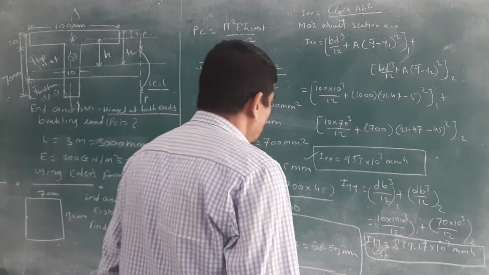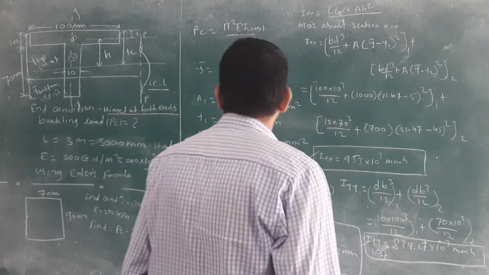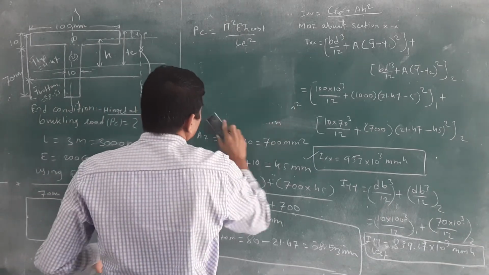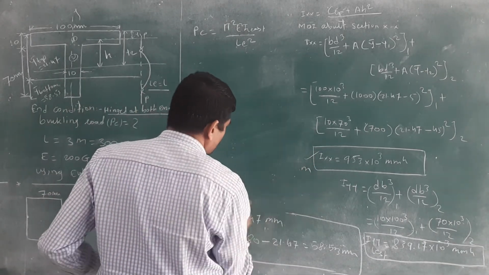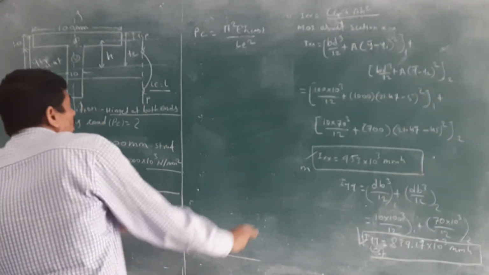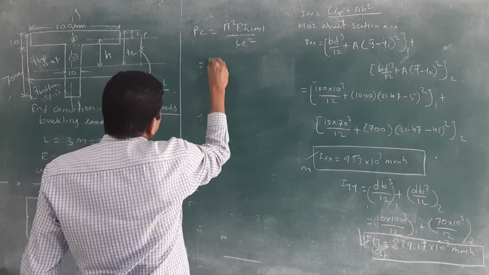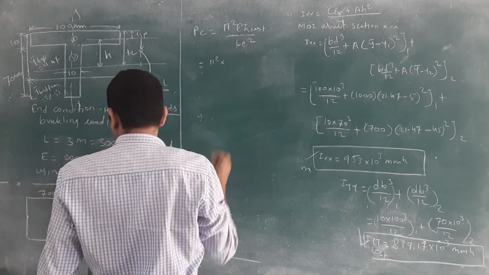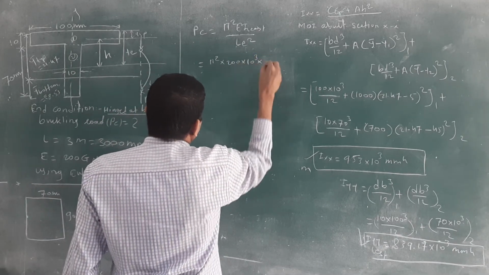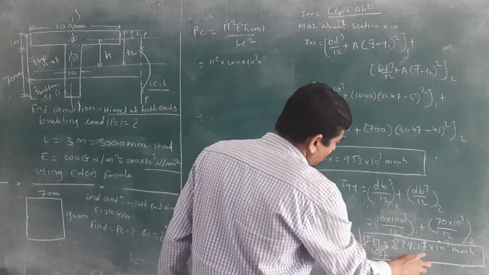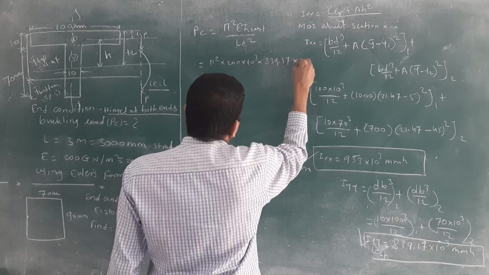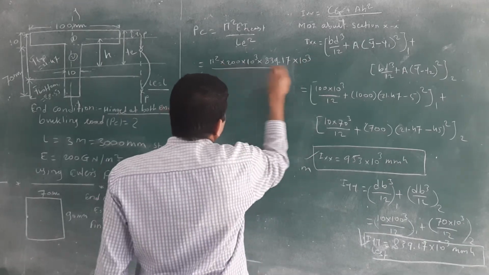This value is 839.17. You have to put it in this equation. We know the equation and we have all the values, so put these values in this equation and you will get the buckling load. Pi square into E. What is E? E is 200 into 10 raised to 3. What is the I least? 839.17 into 10 raised to 3, the I least.